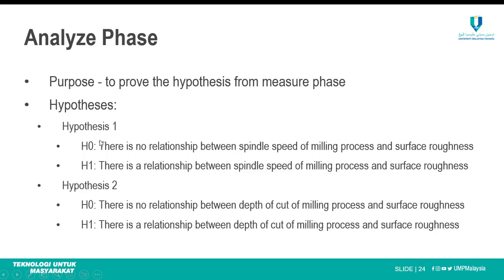So for the null hypothesis, we state that there is no relationship between spindle speed and surface roughness. And for the alternative hypothesis, we state that there is a relationship between spindle speed and surface roughness. The same applies to hypotheses 2 to 4.